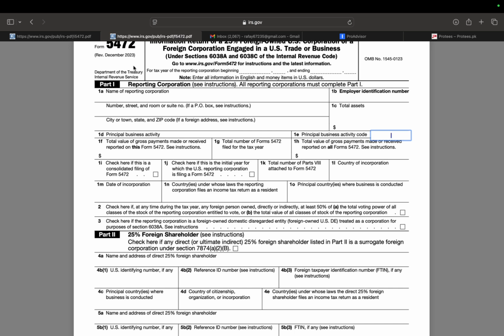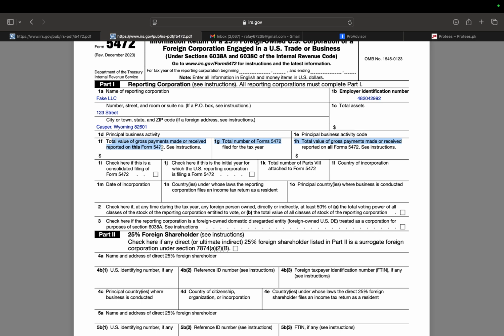So let's take an example. Okay, I have a company name as Fake LLC. My EIN number is this. My street address is 123 Street, and our city is, let's say, Casper, Wyoming, and our zip code is 82601. So here we have to add all the gross payments we received reported on this 5472 form.